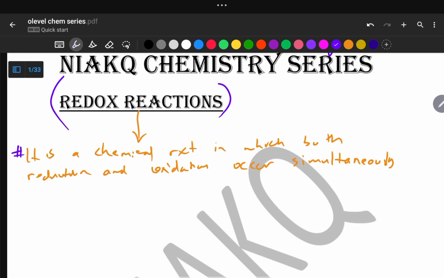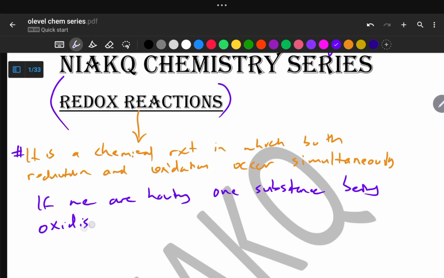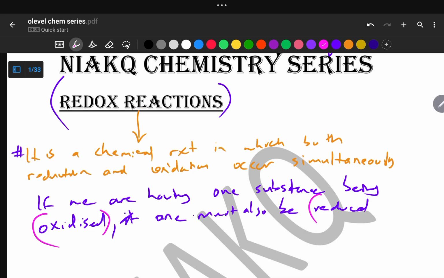So if you have one substance being oxidized, it simply means that another substance must be reduced, right? If we have one chemical substance being oxidized, one must also be reduced. So this is the definition for the redox reaction. If we have one being oxidized, we must have another one being reduced.